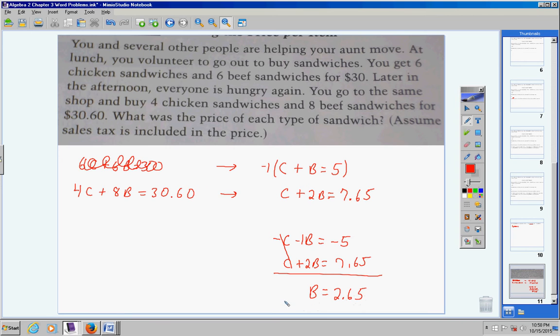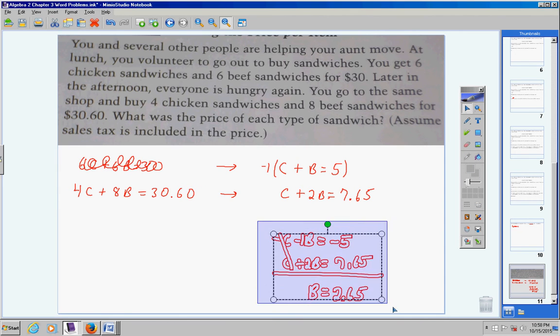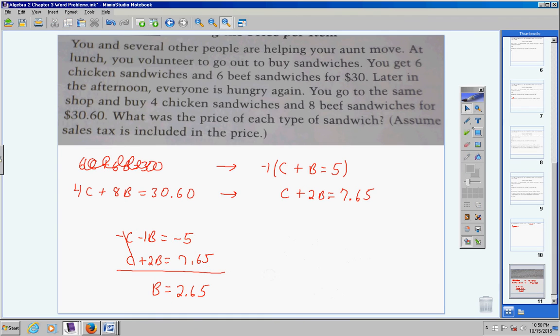Now don't forget what B stands for. B stands for the price of a beef sandwich. Now, how can I find the price of a chicken sandwich? Well, I'm glad you asked. All that I have to do is substitute 2.65 in for B. I can do it here or here. I'm going to use this top equation because it seems to be a lot easier to me with just a C and a B. So I'm going to use this equation just because I chose to, no certain reason. And so here we go. You can put 2.65 in for any of these B's, and you'll get the right answer. It does not matter.